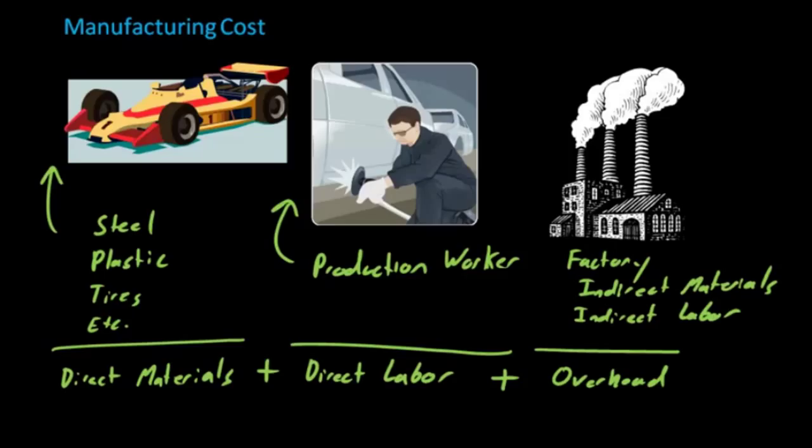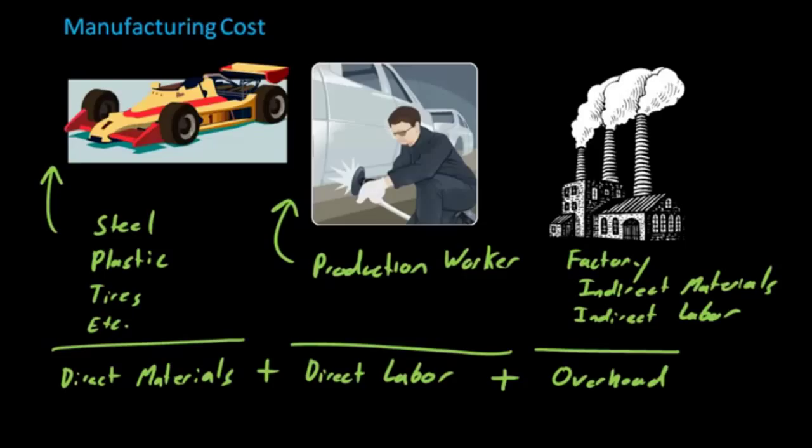So to sum this up, the cost of producing a car is going to be the direct materials, the materials that are directly tied to the car and can be directly traced to the car. The direct labor is the labor that is directly traceable to the car, and anything that's indirect is going to be overhead.